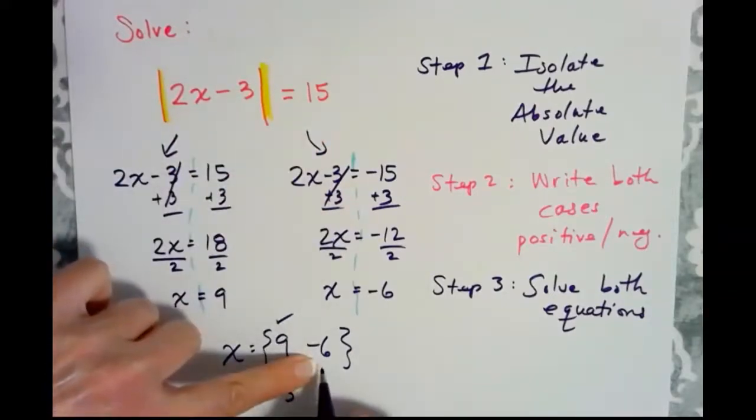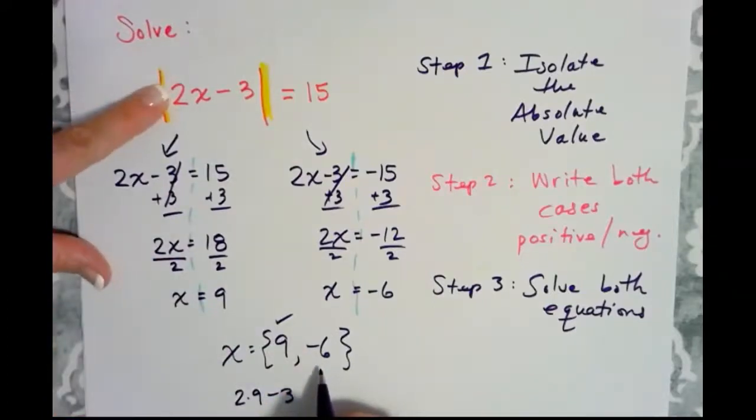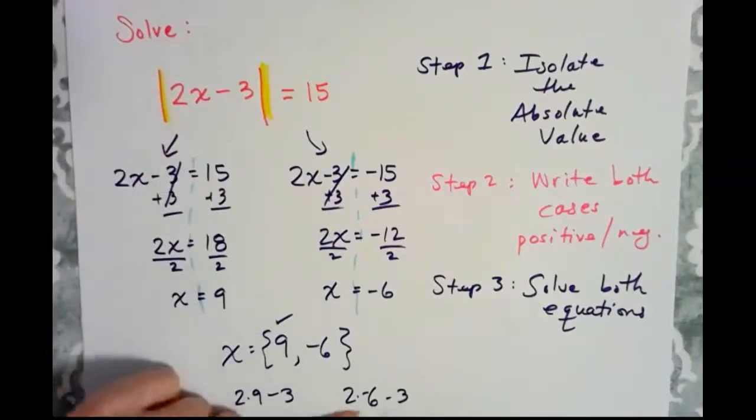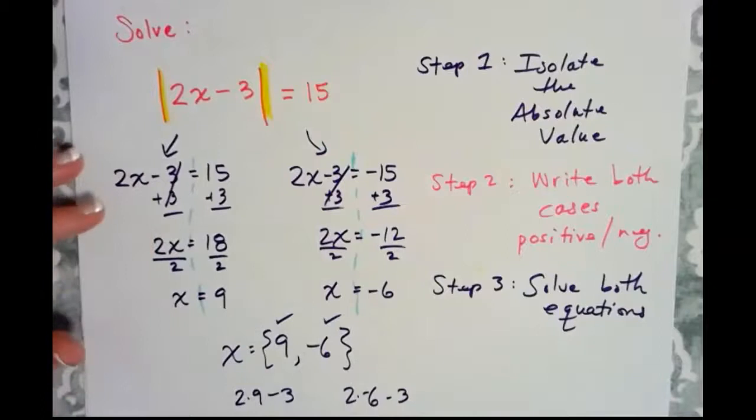We're trying to be certain that negative 6 will make this equation a true statement. So, 2 times negative 6 minus 3. 2 times negative 6 is negative 12. Negative 12 minus 3 is negative 15. The absolute value of negative 15 is 15. It checks. There's our two answers.